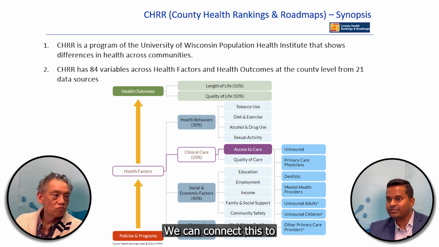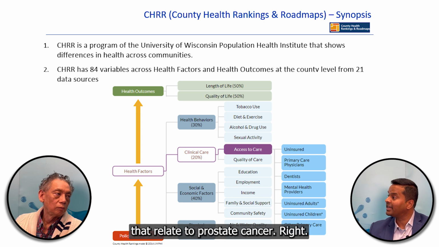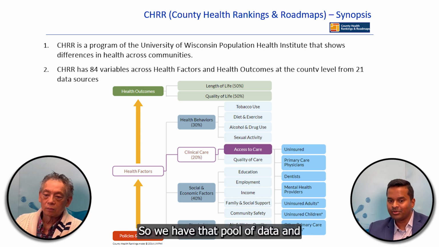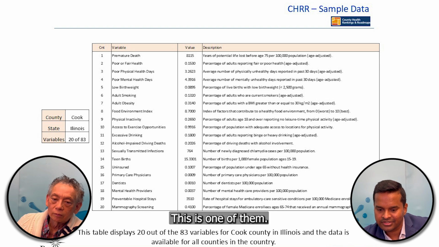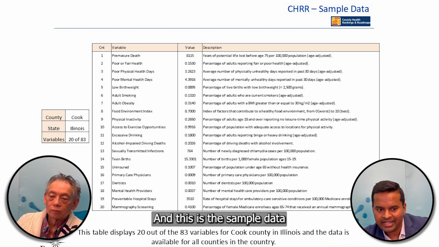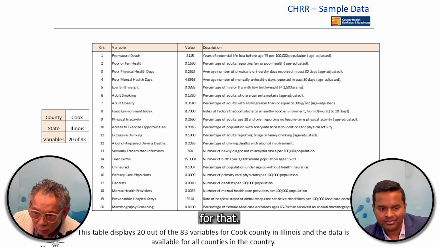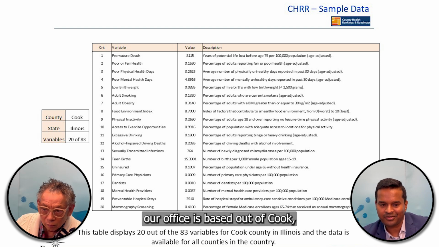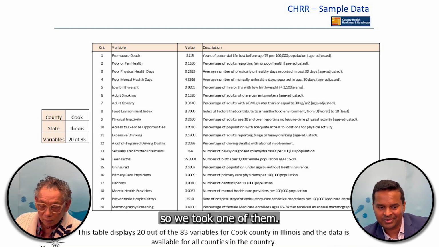We can connect this to what are the factors that relate to prostate cancer. So we have that pool of data, and we can go granular as well. This is one of them, and this is the sample data for that. So we put Cook County. Our office is based out of Cook, so we took one of them.